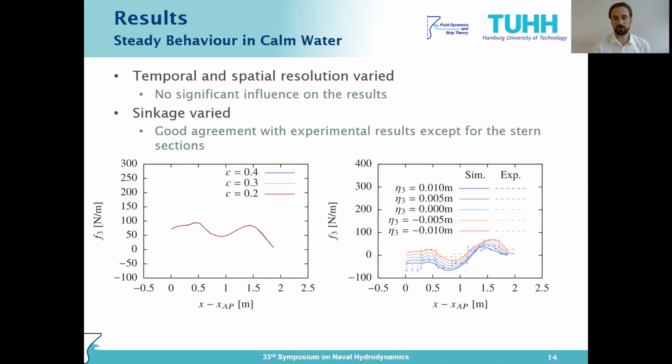The right plot shows a variation of the sinkage, which was also investigated in the experiments, and there's again good agreement in the forward and midship sections, but again the method overpredicts the forces at the transom stern due to the neglect of the 3D effect at the transom stern, where there should actually be atmospheric pressure, which cannot be accounted for by this method.